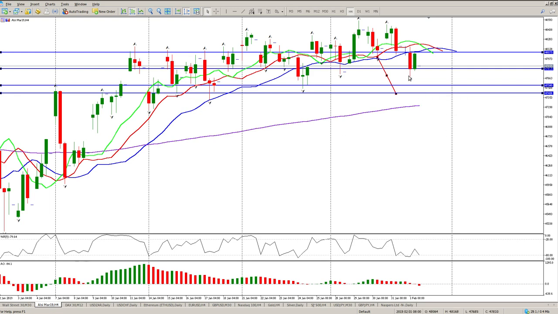Bottom of range, I would say potentially an opportunity to get long again, but looking at the alligator, I think I'll just stay out of that. I may leave a short trailer in because we are below the alligator.